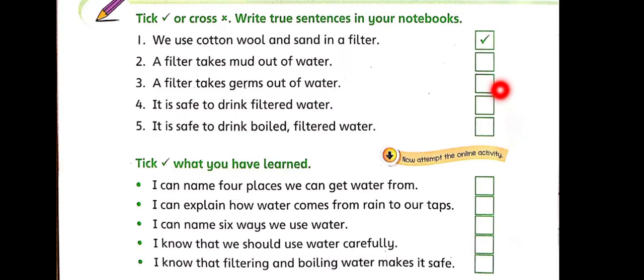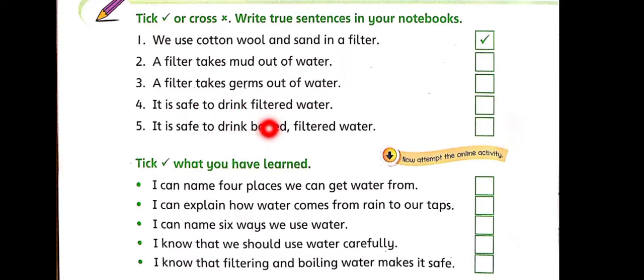The third one is wrong. So, you are supposed to make a cross here. The first one is correct, the second one is correct, the third one is the wrong one. So you will put a cross here. It is safe to drink filtered water. This is our next statement, that it is safe to drink filtered water.